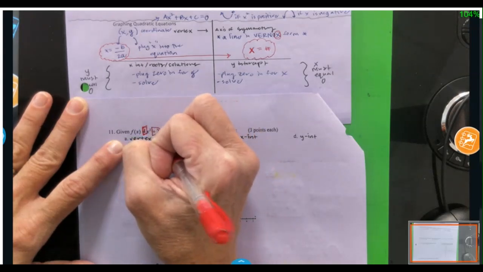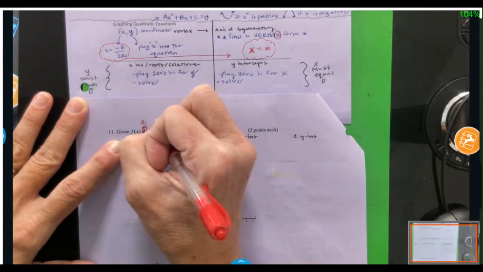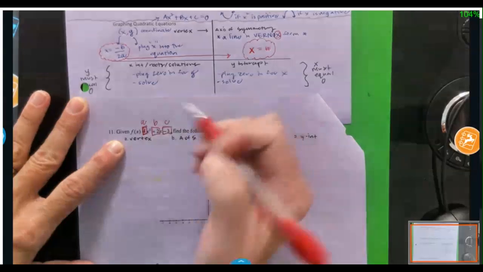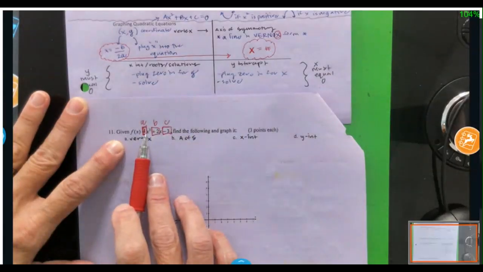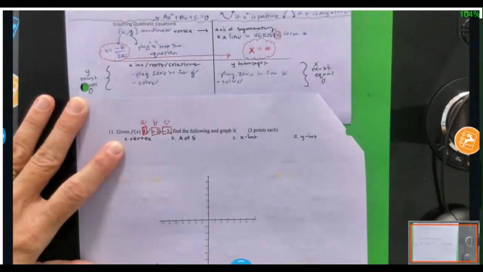This is my b, and this is my c. So make sure you label that. This is your a, this is your b, and this is your c. If you do not see a number in front of the variable, it is understood to be a 1. Now, if the variable does not even exist, it's a 0.